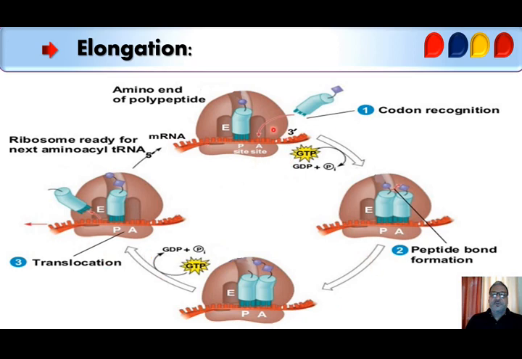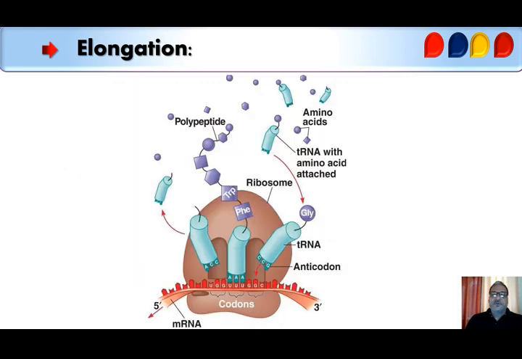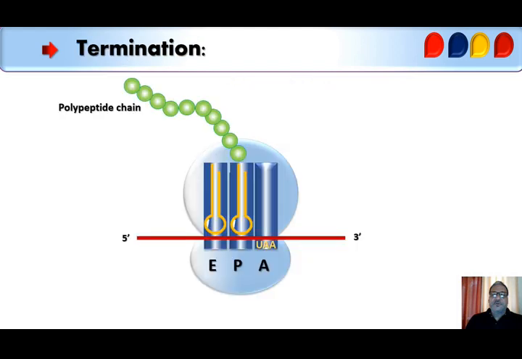One is the aminoacyl tRNA binding at the A site, peptide bond formation between the pre-existing amino acid and the newly arrived amino acid, and the translocation of the transfer RNA at the E site. So this cycle continues and the elongation continues till the A site gets occupied with the stop codon. Once the A site of the ribosome gets occupied with any one of these terminating codons, either UAA, UGA or UAG, the termination process begins.